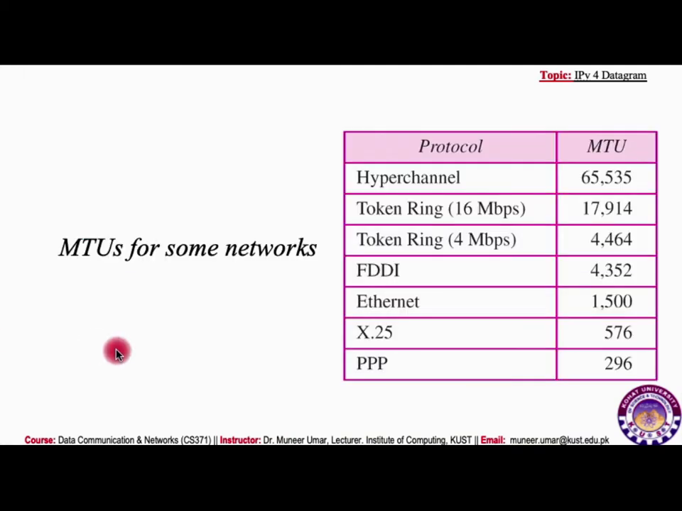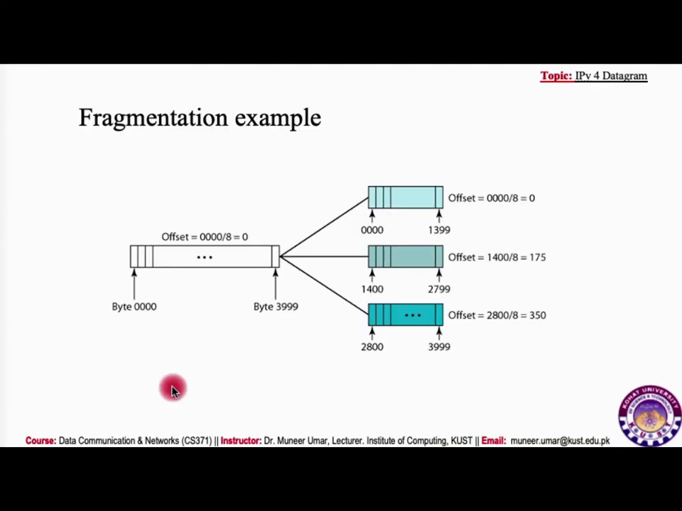So here we have different MTUs for some networks. For HyperChannel, we have around 65,000 MTU. For token bus, we have around 18,000. It is actually 17,914. For token ring, we have 4,464 and so on. So these are the MTUs for some sample network protocols.